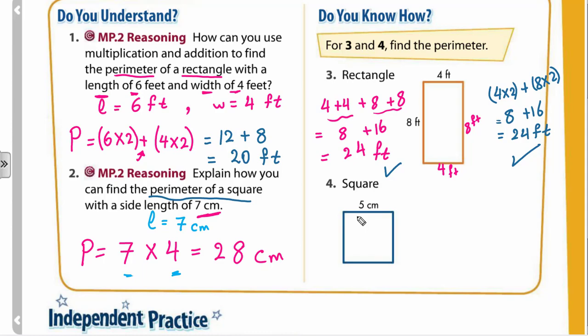This is a square. Mister? Yes, Haidar, go ahead. You see my screen? Yeah. Okay, question number 4. 5, multiply 4. Great. So 5 multiplied by 4 equals 20. And the unit? Centimeter. Excellent, Haidar. Thank you, my hero.